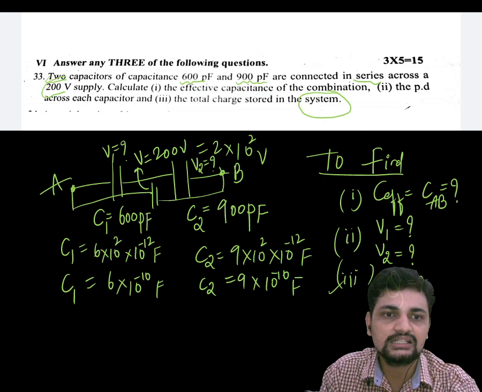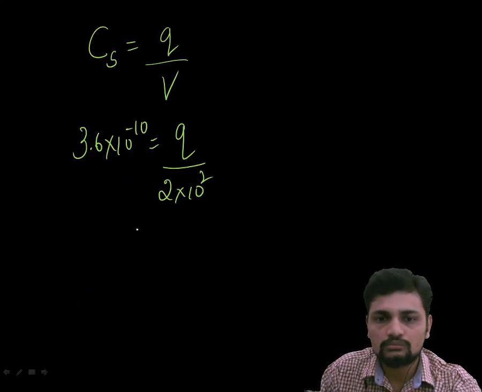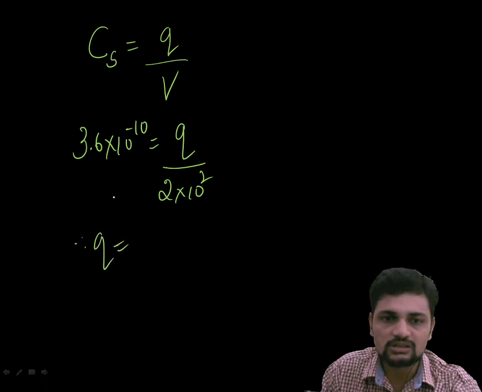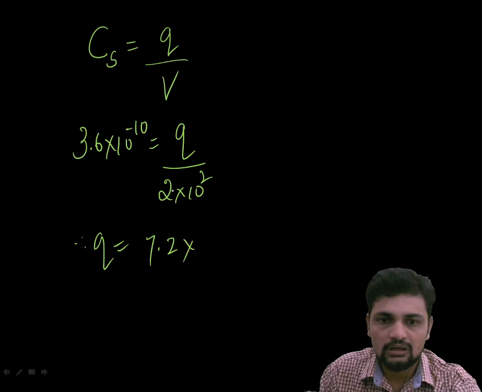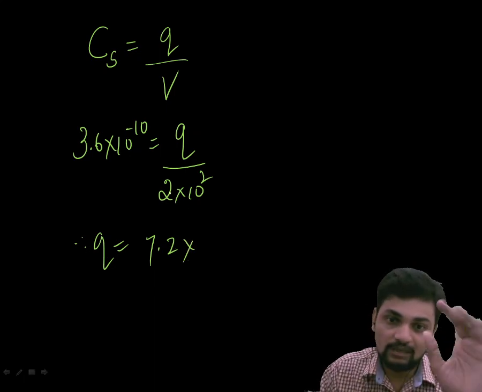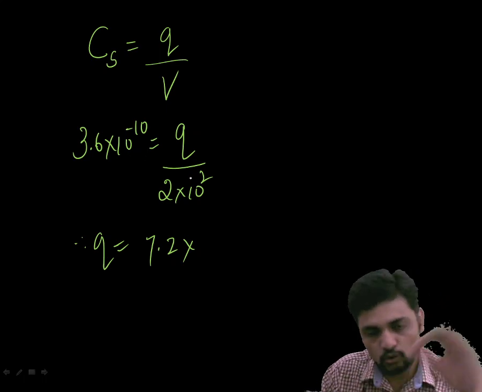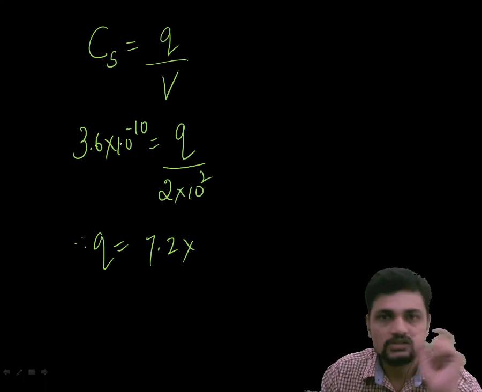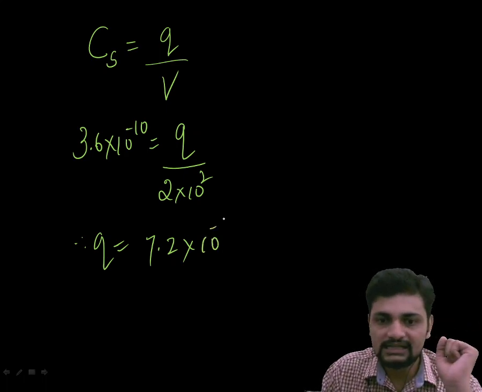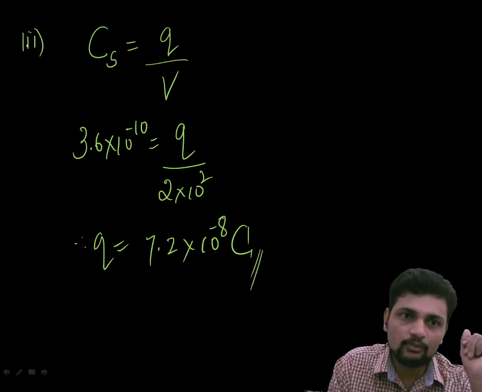As you can clearly see here, the supply is 200 volt. So 200 is 2 into 10 power 2. Therefore the charge is required. So just cross multiply: 3.6 into 2 is 7.2. Now see, whenever you cross multiply, the sign of 10 power will not change. So if you just cross multiply, it will be 10 power 2, which gets multiplied with 10 power minus 10. So minus 10 plus 2 is minus 8. And put the SI unit of charge, which is coulomb. So I got the answer for sub-question 3.